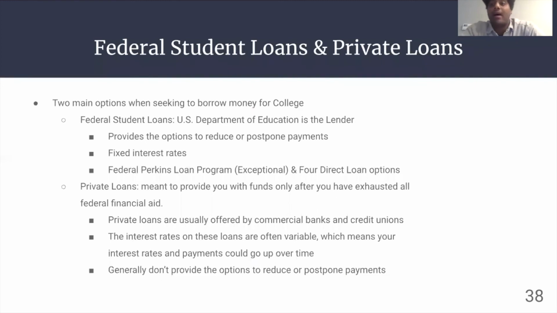So let's now talk about, you got the grants, now you need to figure out how you're going to take the loans. There's essentially two options. You either take a federal student loan or a private loan, and you want to take the federal student loan first.